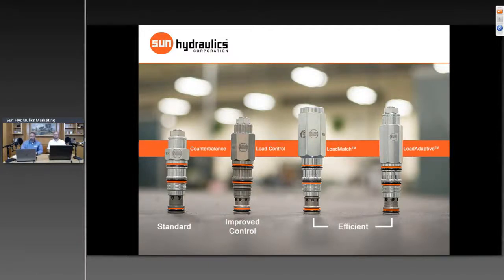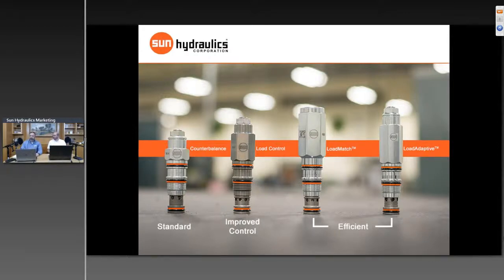Another question just came in. Why don't we just use the load match or load adaptive over the standard or improved control version from now on? That is a great question. Well, I would certainly say to keep it in mind and always consider it. Efficiency is only becoming a larger and larger concern for all sorts of industry. That being said, they are both more complex solutions to existing problems, which then requires a higher premium in terms of price. So although they are better valves, and I definitely recommend considering them, price is always a concern, so you have to take that into account as one of the trade-offs in the design process.